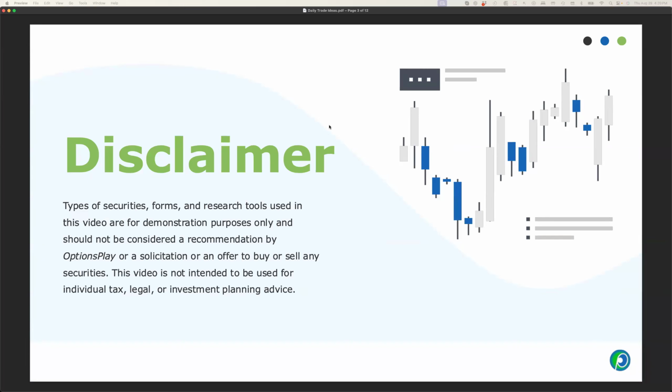It is not a solicitation or recommendation to buy or sell any of the specific securities that we see as example purposes during today's session.